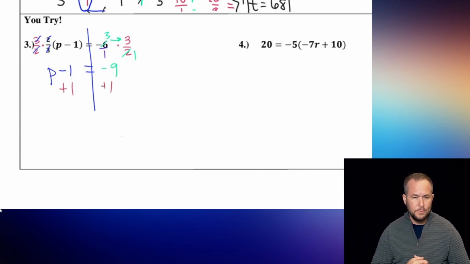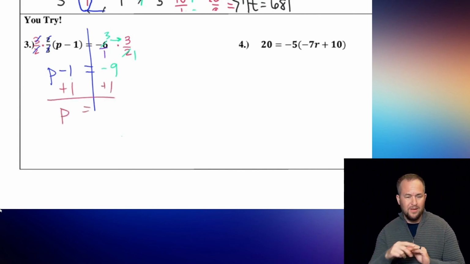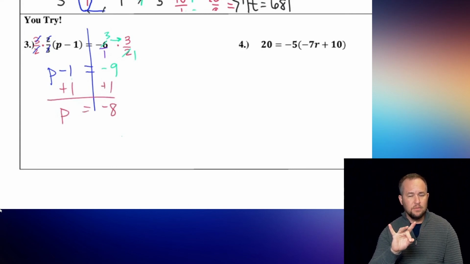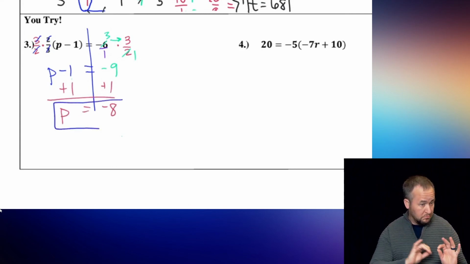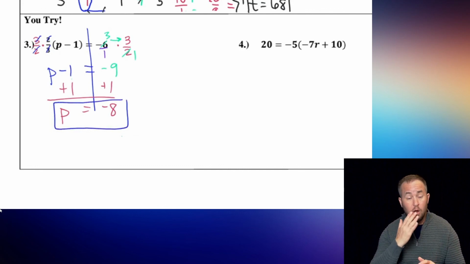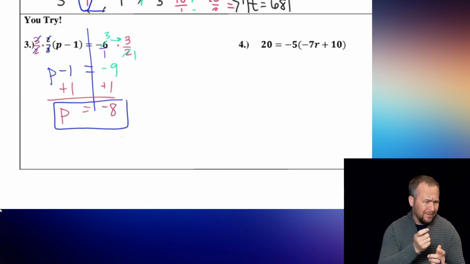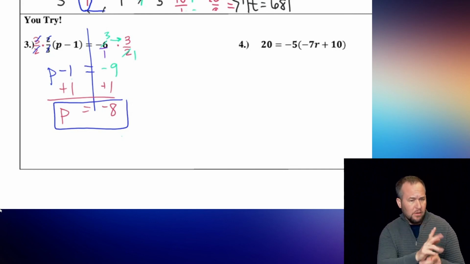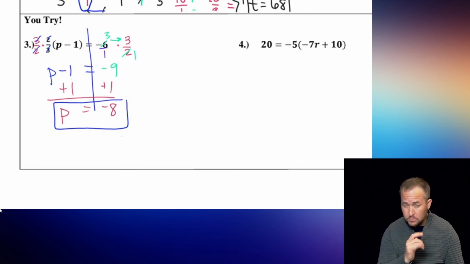And then I add 1 to both sides. Final answer here, I got p equals negative 8. How did we do? Did we do okay? Hopefully we did all right. If not, I want you to fix the work. If you went ahead and distributed, your work obviously is going to be just a little bit different. But go ahead and keep your work, especially if you got p equals negative 8. If you did not get p equals negative 8, I would go ahead and erase your work and work it the way that I did.